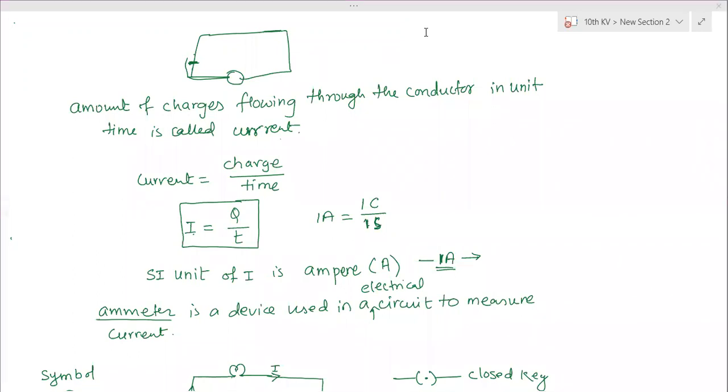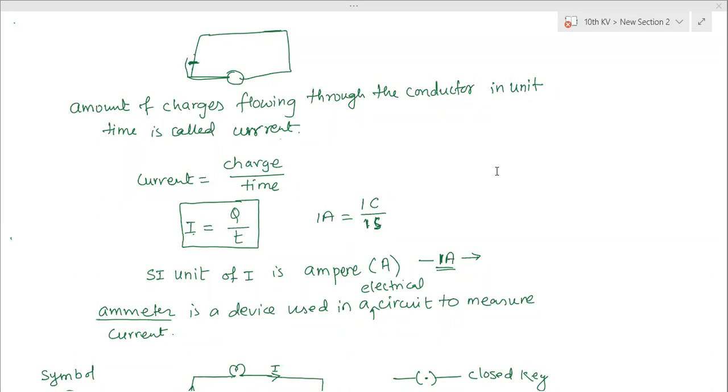Current flowing through the conductor is said to be 1 ampere if 1 coulomb of charge is flowing through the conductor for 1 second. Yes, exactly right. That's the reason it is written here: 1 ampere is equal to 1 coulomb per second. If 1 coulomb of charge is flowing through the conductor in 1 second, then the current is said to be 1 ampere. Is it clear? Yes, ma'am.